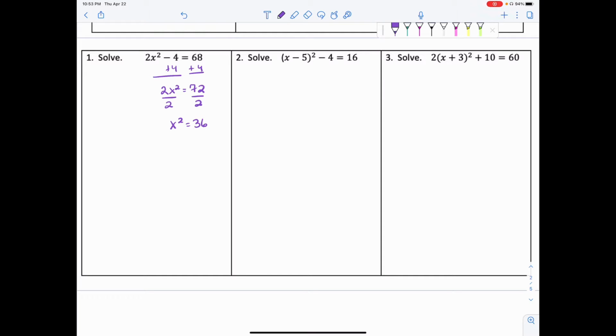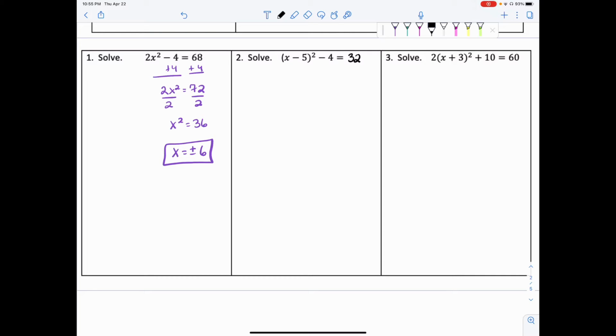And then remember, we're taking the square root of both sides. What we're really asking ourselves is what number could we square to get 36? And we could square a positive 6, and we could square a negative 6. So we need to make sure for this answer that we have both of those, and we could write that as x equals plus or minus 6.